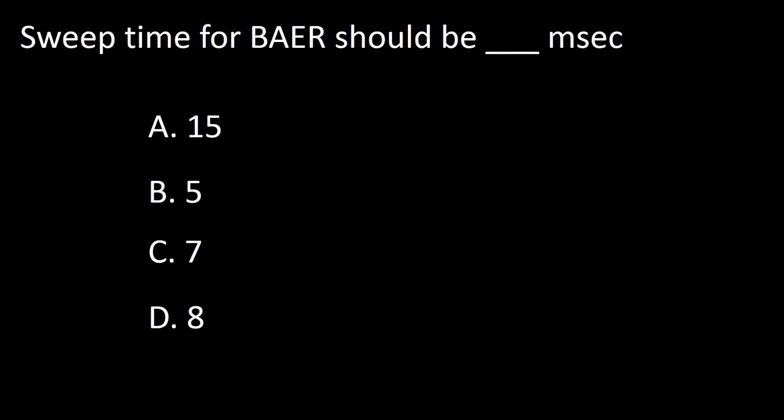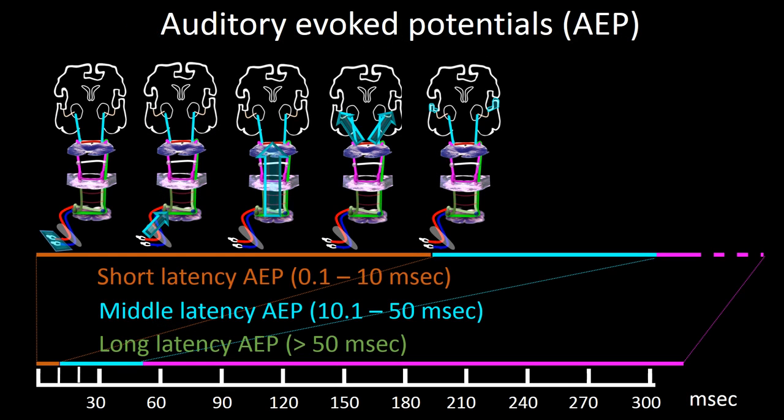Next question. Sweep time for brainstem auditory evoked responses should be dash milliseconds. A 15, B 5, C 7, D 8. During brainstem auditory responses, we are looking at short latency potentials. Cranial nerve 8 and brainstem potentials occur in the first 10 milliseconds after stimulation. But to be on the safe side, especially in cases that we suspect pathology, it is best to record a little bit longer.